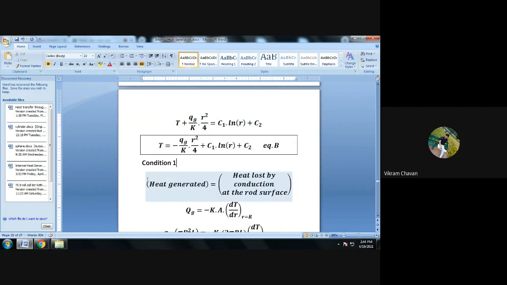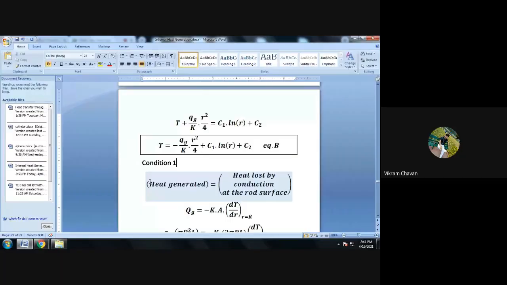So for the boundary condition here, we have to consider that whatever heat is generated by the rod is transferred to the rod surface, or lost by conduction at the rod surface. इसका मतलब क्या है? जितनी हीट रॉड में जनरेट हो रही है वो सब हीट रॉड के सरफेस को ट्रांसफर की जा रही है. ये यहाँ पे कंडीशन कंसीडर करनी है हमें.